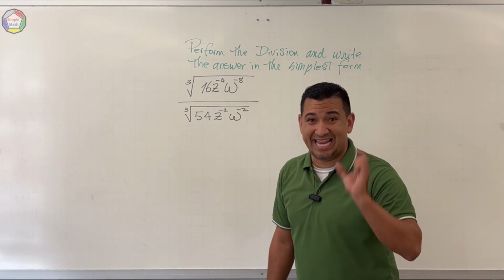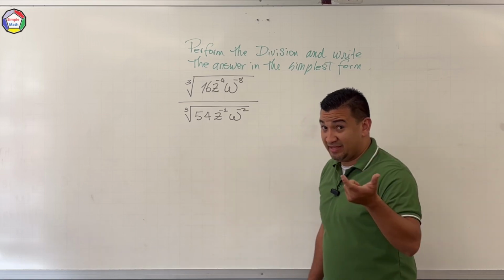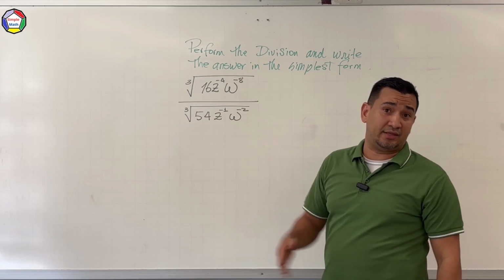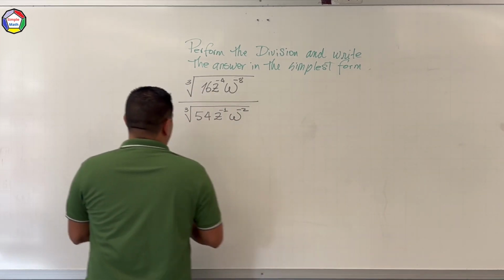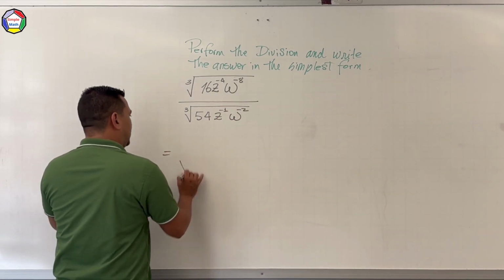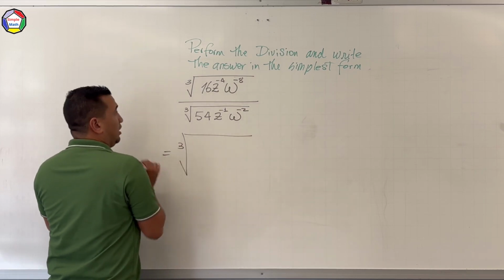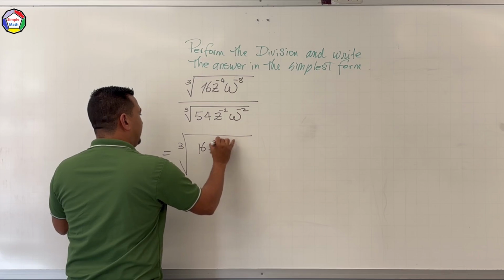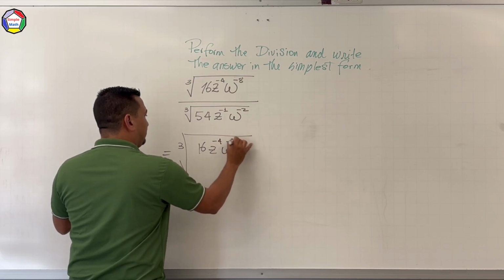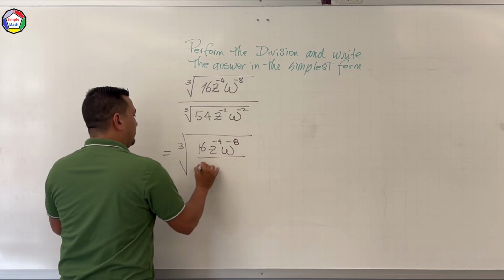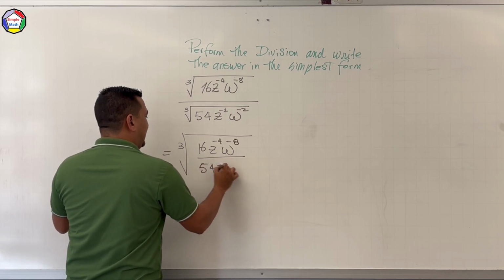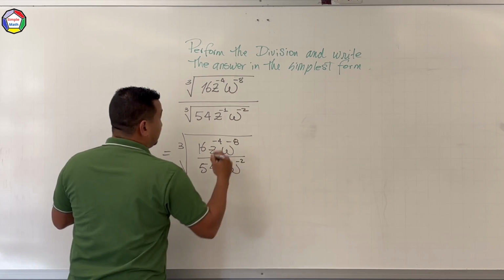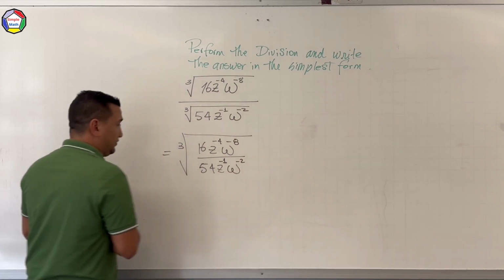This is going to be my last example about dividing radicals or roots. Remember, I will use the property I mentioned in the previous two videos, and then I'll say that this is equal to the cube root of 16z to the power of minus 4 w to the power of negative 8 over 54 z to the power of negative 1 w to the power of negative 2.